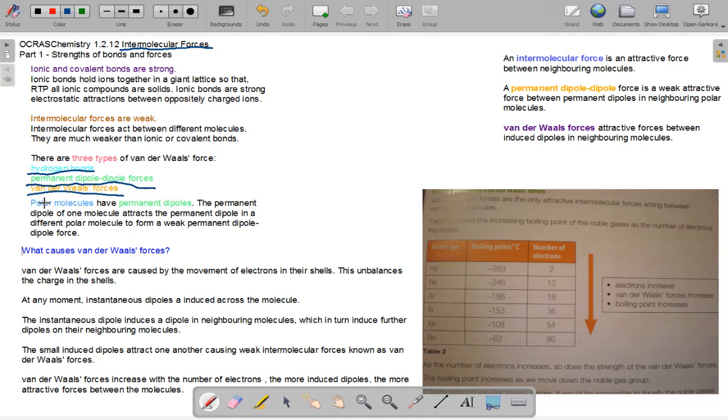Polar molecules have permanent dipoles. The permanent dipole of one molecule attracts the permanent dipole in a different polar molecule to form a weak permanent dipole-dipole force. So imagine two atoms colliding, because the electrons are oscillating, and they form this attraction, and keeping the attraction together is what makes the bond if the compound is not ionic or covalent.